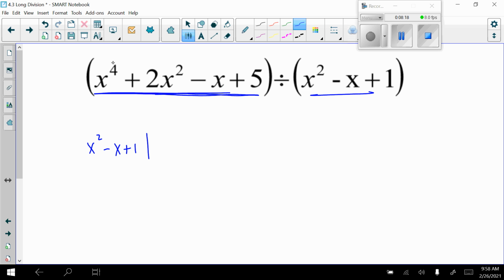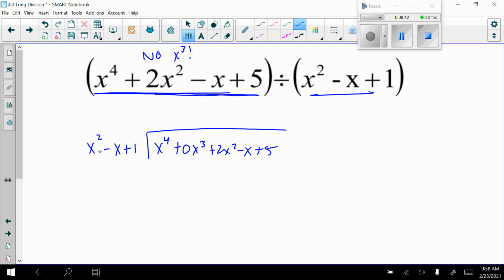I need to look and see if I'm skipping any terms. And again, I'm missing x cubed. So I need to make sure that I add in a 0x cubed. So it'll be x to the 4th plus 0x cubed plus x squared minus x. Now we're ready to start. We're going to do the exact same process.